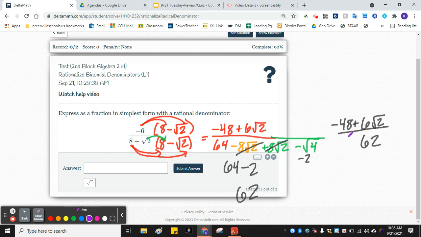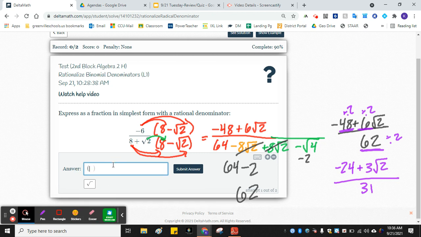Now the hard part is simplifying because these 3 terms can be simplified. This 2 is part of the 6. So if I'm simplifying the 6, I am simplifying that term. They're all divisible by 2. So I'll start there. Maybe they'll be divisible by 2 again. Probably not because of the 6. So that'll be negative 24 plus 3 square root 2 over 31.